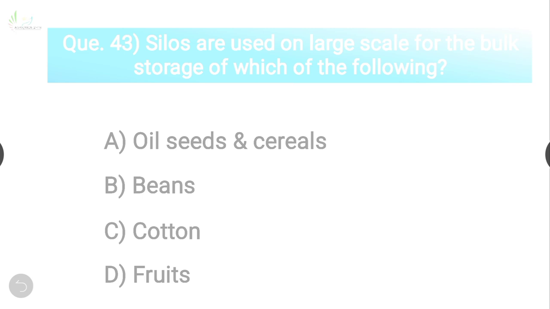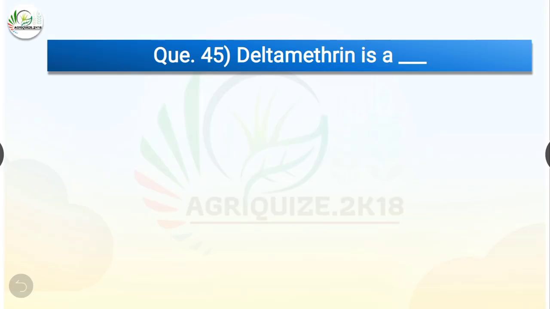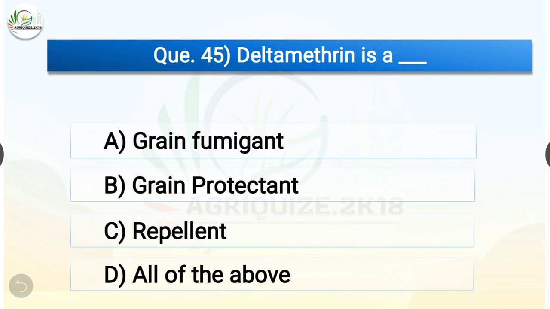Question number 44. Cetotroga cerealella is commonly known as Angoumois grain moth as it was first described from dash province Angoumois in 1736. The options are French, German, Dutch or Brazilian. The correct answer is option A, French. So Cetotroga cerealella is commonly known as Angoumois grain moth as it was first described from the French province Angoumois in 1736. Question number 45. Deltamethrin is a dash. The options are grain fumigant, grain protectant, repellent or all of the above. The correct answer is option B, grain protectant. So deltamethrin is a grain protectant.